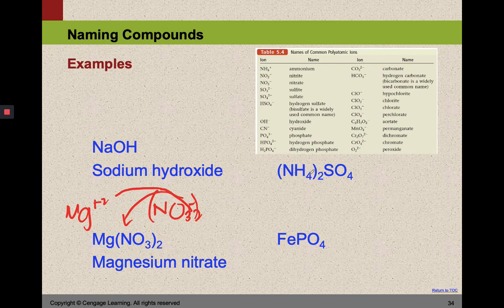This one, the third example, is a result of the ammonium ion, NH4+, and the sulfate ion, SO4 2-.